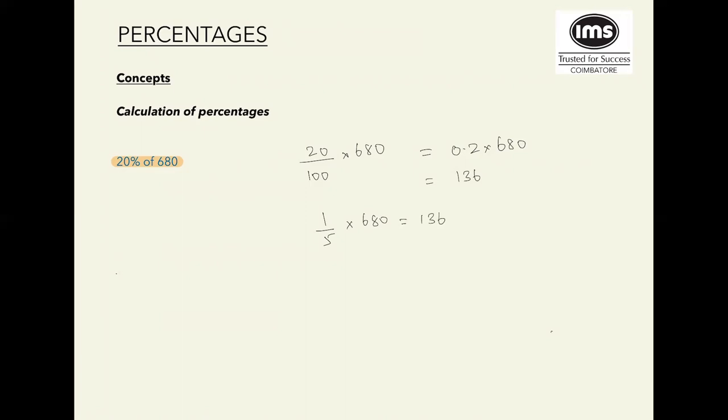So when we write A percentage of B, when we want to calculate, what we do is we write A by 100 into B. So it's very important to understand that percentages do not exist independently. They're always a part of a value.